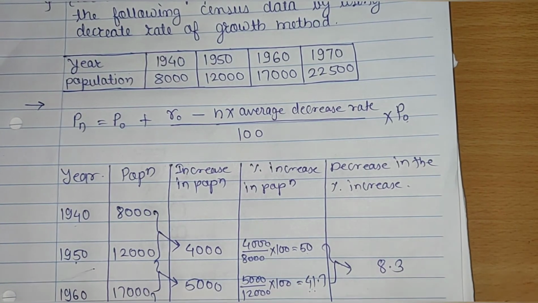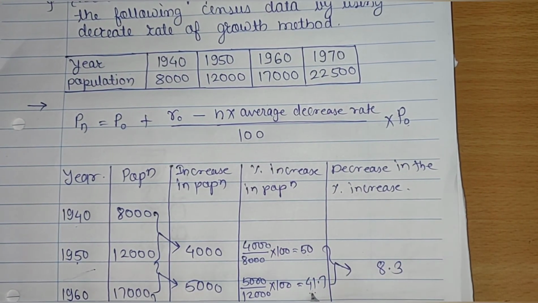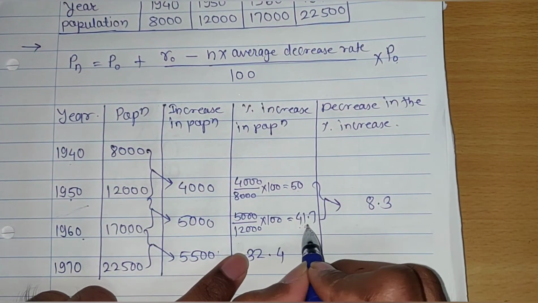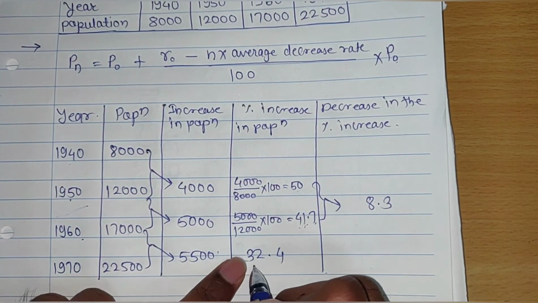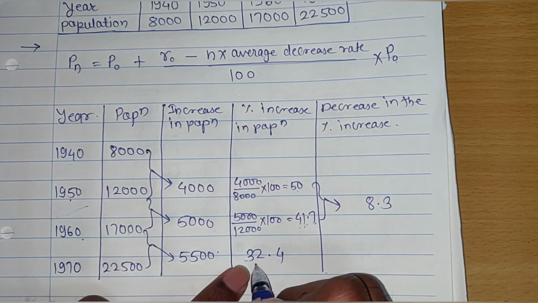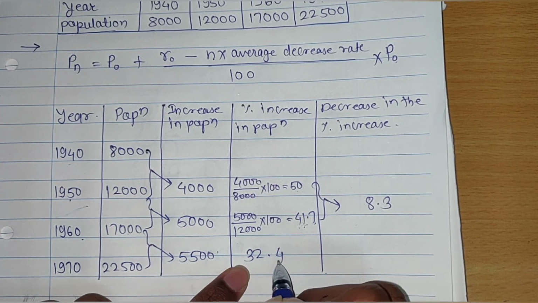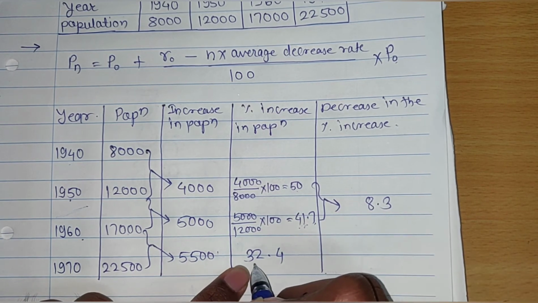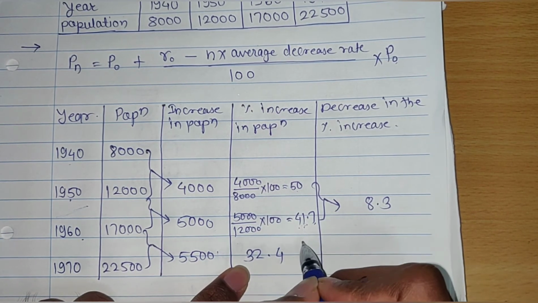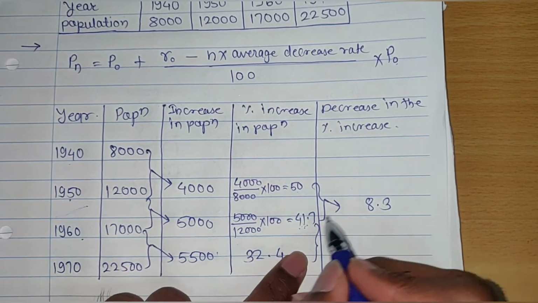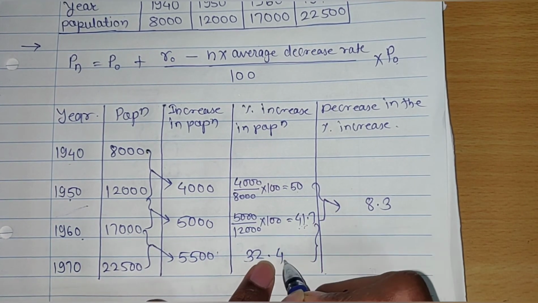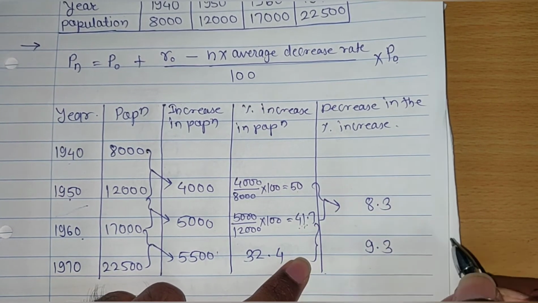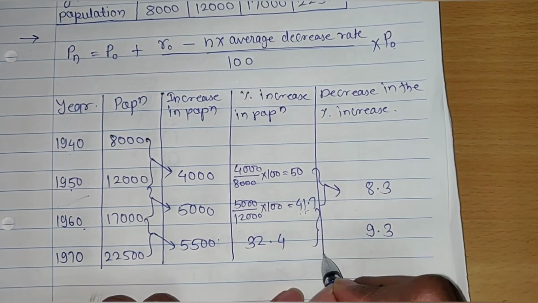Okay, then for the next two decades it is 41.7%, and then for the next decade the population is increasing at the rate of 32.4%, but there is a decrease in the percentage increase as compared to the previous one. And how much is the decrease? Simply subtract these two, you will get the answer 9.3%.